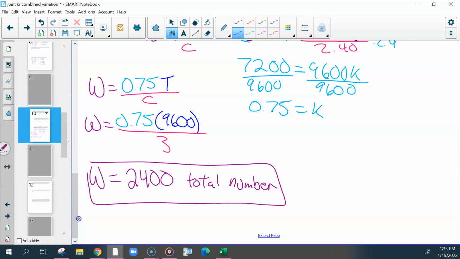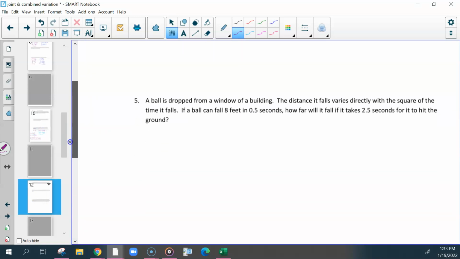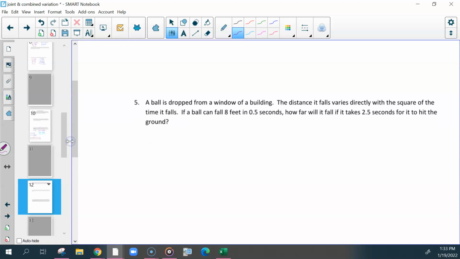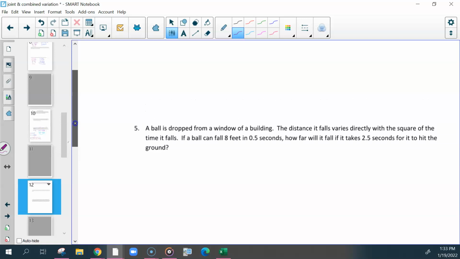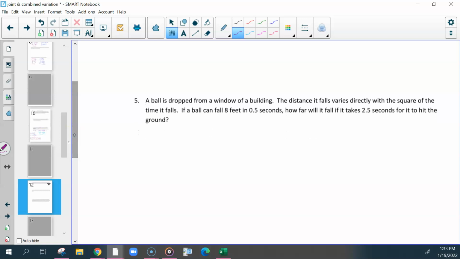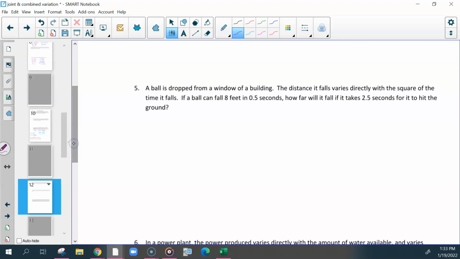I'm going to do one more and then I'm going to let you guys practice on your own. Let's do number 5. Okay, for 5, a ball is dropped from a window of a building. The distance it falls varies directly with the square of the time. So in this case, we only have 2 variables, not 3.